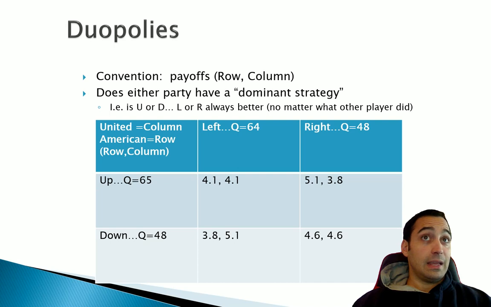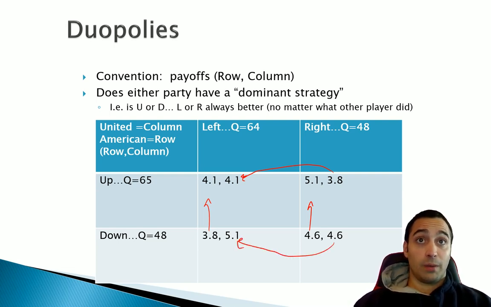First question, does either party have a dominant strategy? If so, we'll just focus on that. Look at the payoffs. Tell me what you think. Well, it looks like playing up is strictly better than playing down. It also looks like playing left is strictly better than playing right. Therefore, if we know that they're going to play up and left, that's the solution. To prove that that's the solution, i.e. that's the Nash equilibrium, let's check for deviation. Player 1 doesn't want to go down. Player 2 doesn't want to go right.